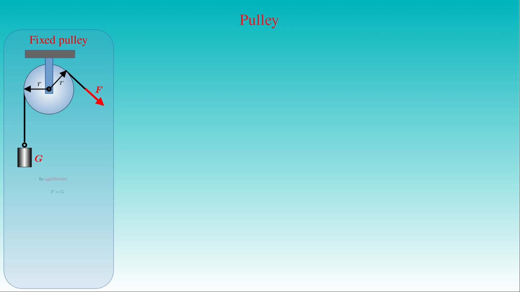In equilibrium, the magnitude of the effort F applied on one end of the rope passing over the pulley is equal to the magnitude of the load G suspended from its other end. This statement follows from the condition of the vanishing net torque produced by the forces F and G, that is, the magnitude of the effort F times its lever arm R, minus the magnitude of the load G times its lever arm R is equal to 0. Here the lever arm R is given by the radius of the pulley.